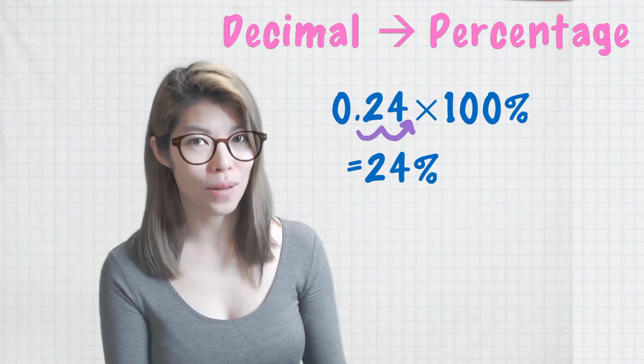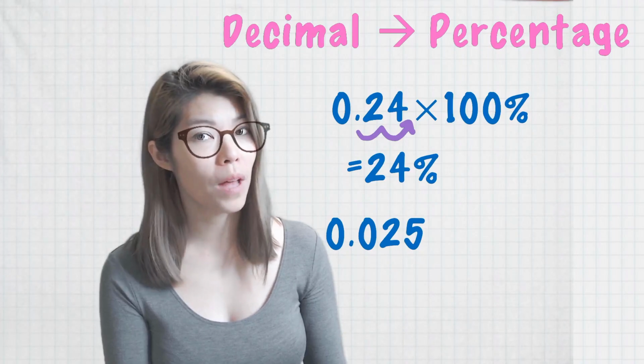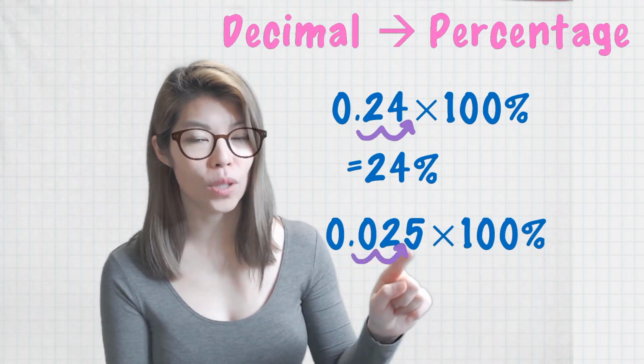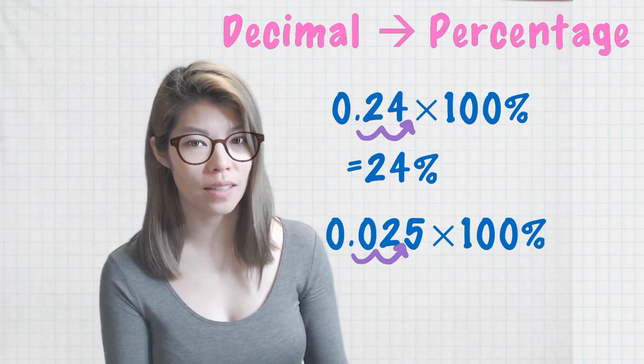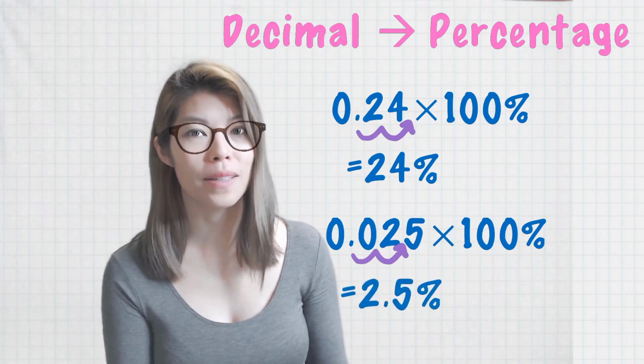Let's do one last one. 0.025, to convert it to a percent, we multiply by 100%. We do that again by moving the decimal point twice and then writing the percent. So we would get the decimal point there, so it's 2.5%.